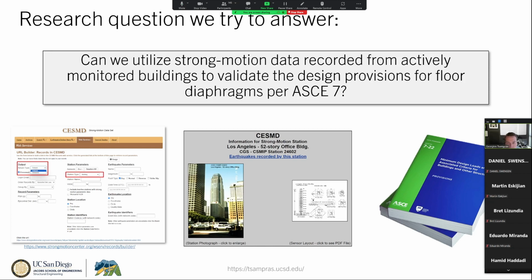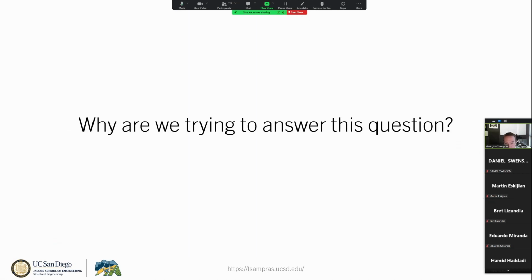The main question we are trying to answer is, can we utilize strong motion data recorded from actively monitored buildings to validate the design provisions for floor diaphragms per ASCE 7? And before I go there, I want to explain why we are trying to answer this question.